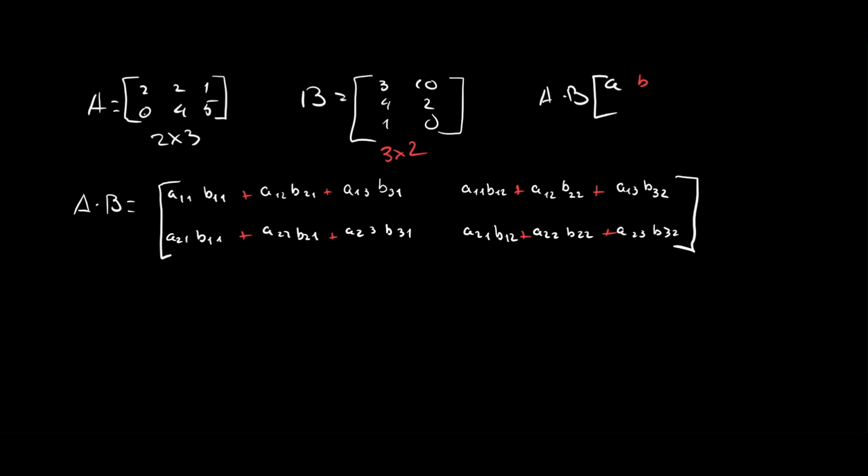After that, we take a look at the next row. We take this 0 and multiply it by the number from the first column, by this 3. We take 4 and multiply it by 4. We take 5 and multiply it by 1. We sum it up, and it's going to be our number C.